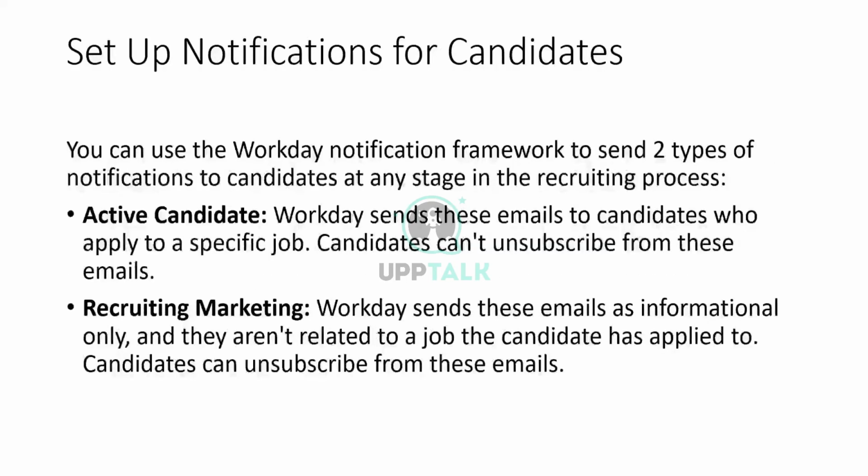Then set up notification for candidates. There are majorly two types of notifications related to candidates. One is active candidate communications. Another one is recruiting marketing mails, like the job alerts. Active candidate communications are the notifications which we put on the business process definition of the job application stages. Those notifications go to the email ID of the candidate or to the inbox of the candidate home account.